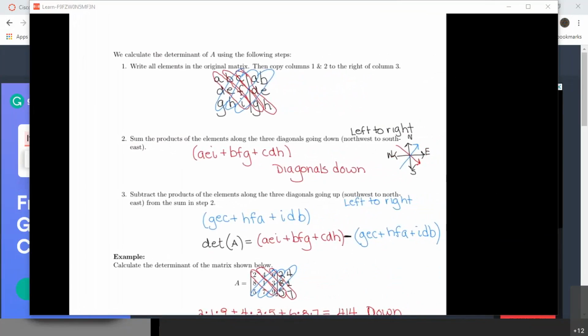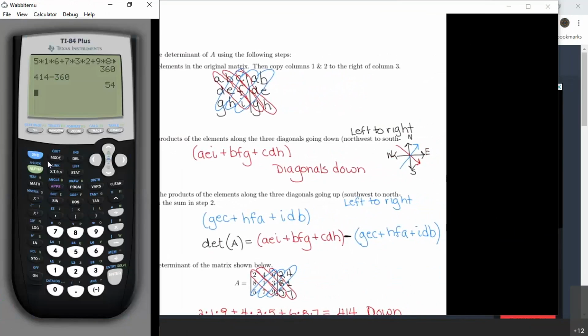I'm going to bring up the TI first, and I'm going to go into my matrix menu. Second inverse is my matrix menu. I'm going to put my 2x2 matrix into matrix A.